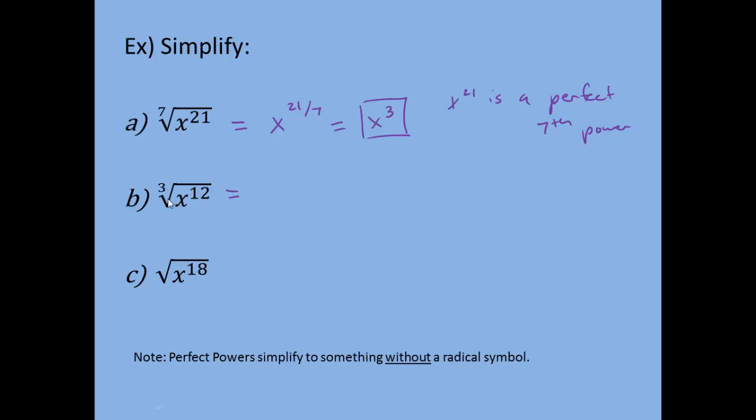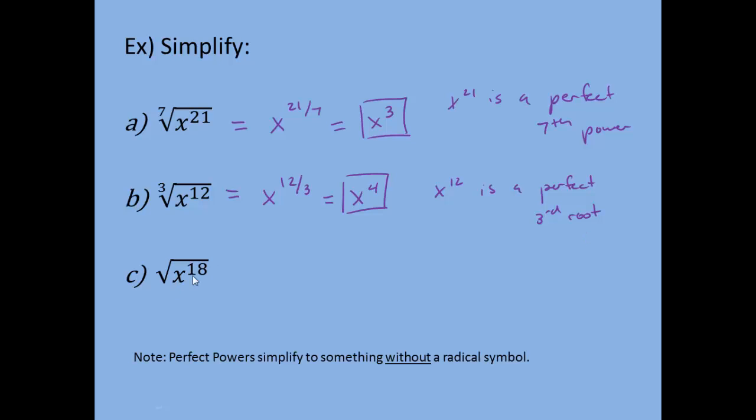Similarly down here, right, I got the cube root of x to the 12th. So I really want to look at this as x to the 12 divided by 3 power, and 12 divides by 3 evenly, so we get x to the 4th. Alright, and that tells us that x to the 12th is a perfect cube, or you could say third root, right, those are used interchangeably.